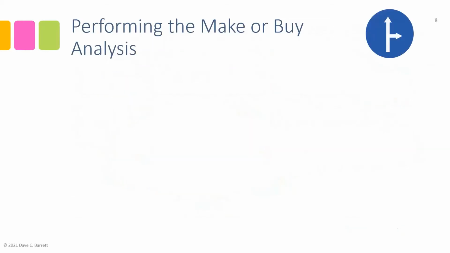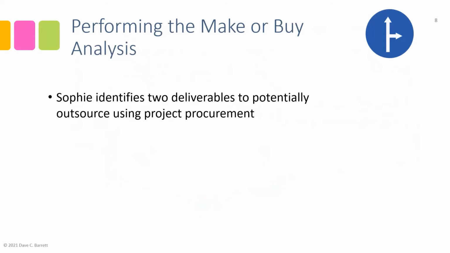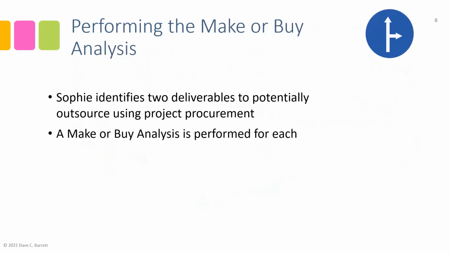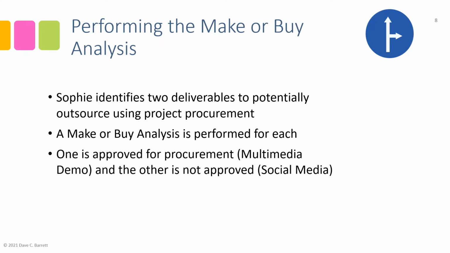Okay, so we saw an example of make or buy analysis in the project. In that video, Sophie, the PM, identifies two deliverables that could potentially be outsourced using project procurement. Again, this is based on the expert judgment and considerations of the project manager, the team, and the norms within the organization. So a make or buy analysis, as we saw, was performed for each. We saw that one was approved for procurement, the multimedia demo, and the other was not approved.